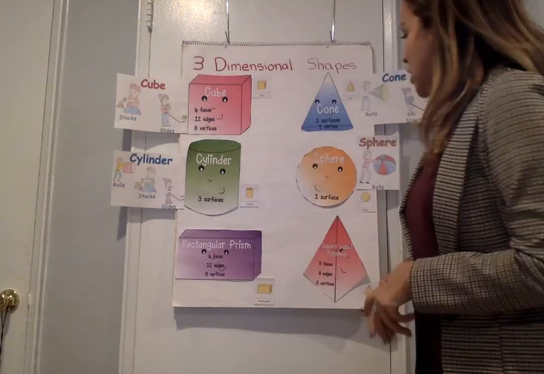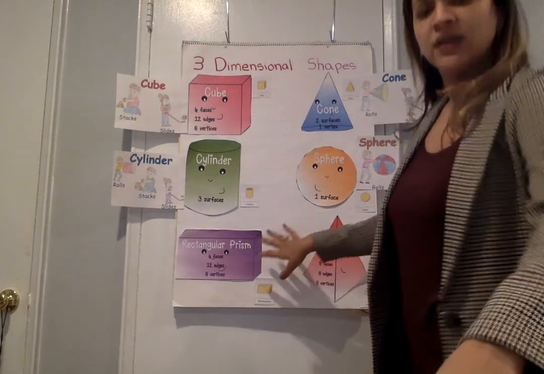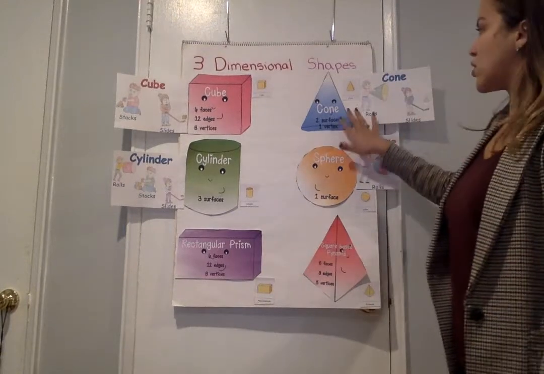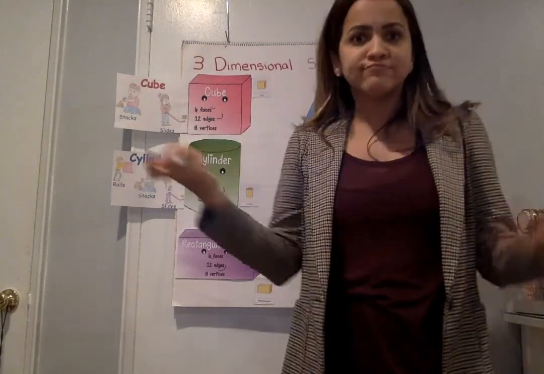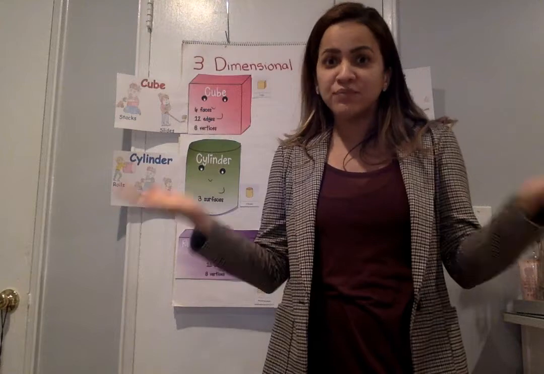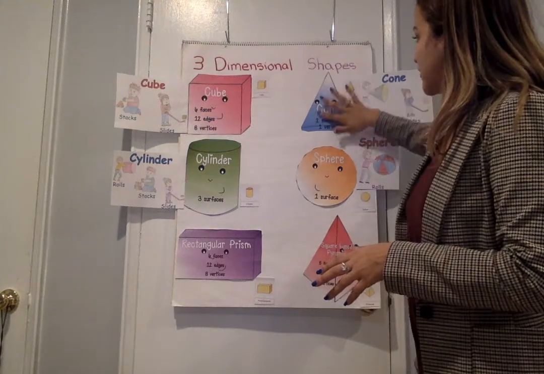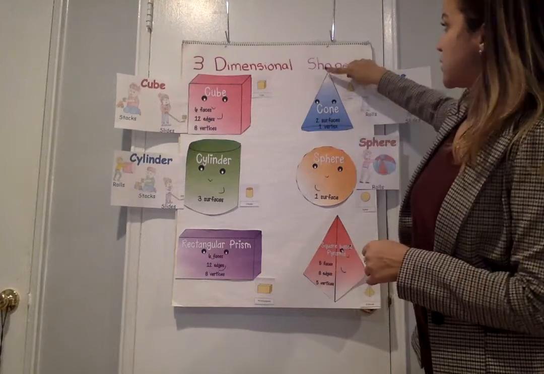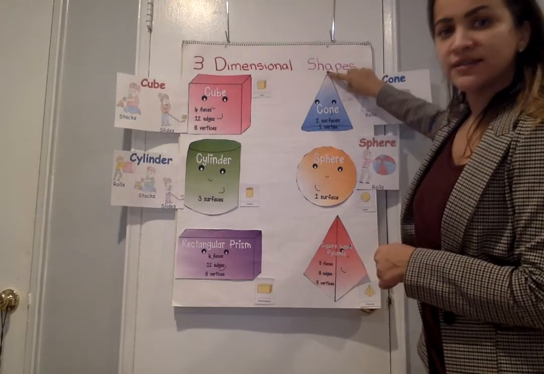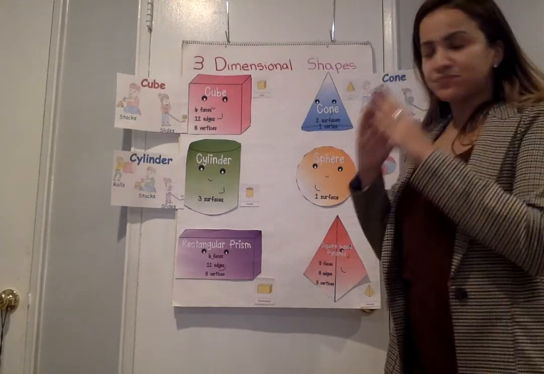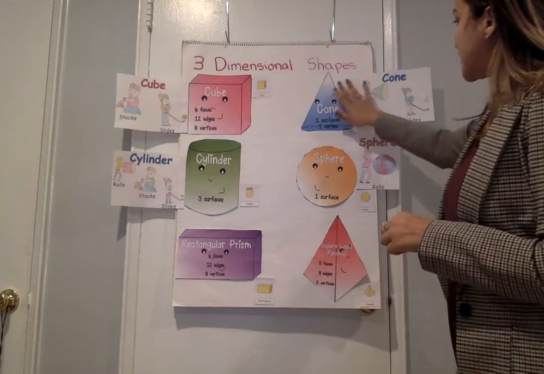Okay. So we have the rectangular prism, and we also have our cone. Our cone, we love ice cream. That's also in the shape of a cone, right? So it has the 2 surfaces, 1 and 2, and only one little point, the corner. So that is the cone.